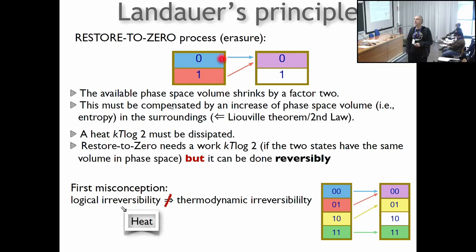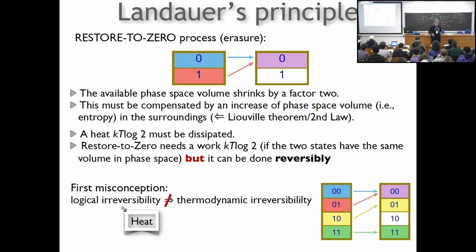Before, your ensemble of systems could be in any point of the microstates of the phase space, and then the only phase space available after the process is zero. So either using the second law, here you are using the second law, or the Liouville theorem, which is more fundamental. Liouville theorem is a theorem for any Hamiltonian dynamics.